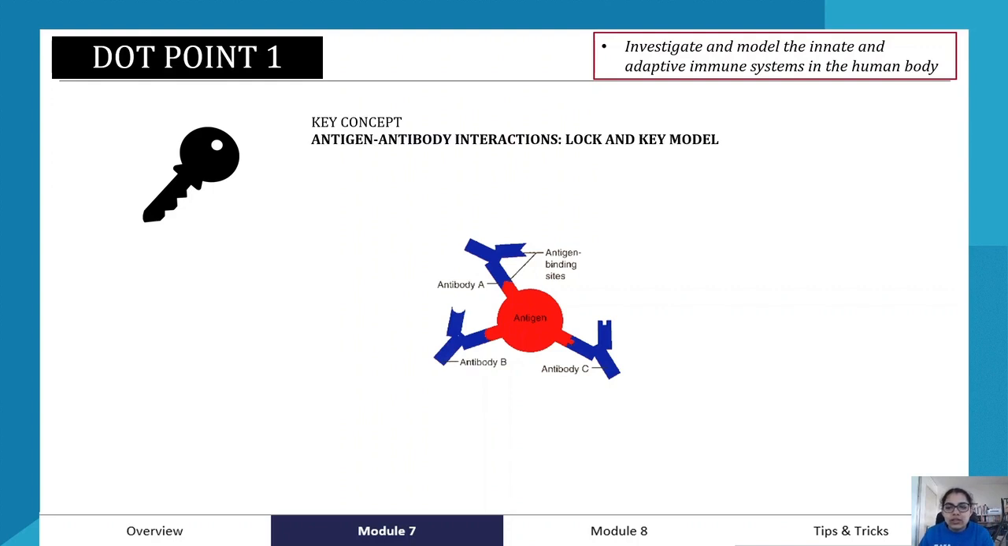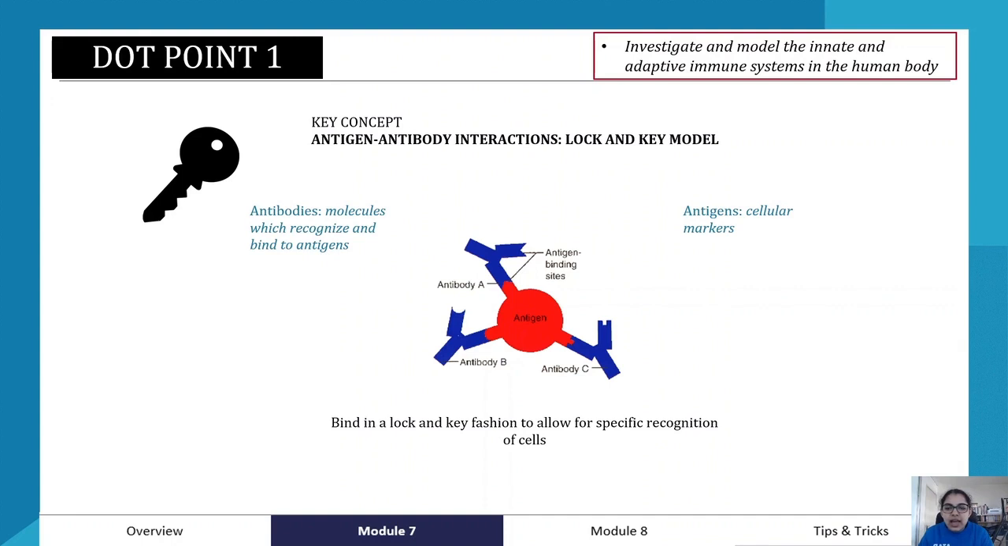key model. So it's a lock and key model, antigen antibody interactions, and antibodies are the molecules which recognize the antigen. Antigens are the cellular markers that are found on the surface of the pathogen, and it's a lock and key. So one of these antibodies is going to fit into that antigen, and that is going to help the cells, the immune cells, actually recognize that, hey, that is the antigen, that is what we need to kill.